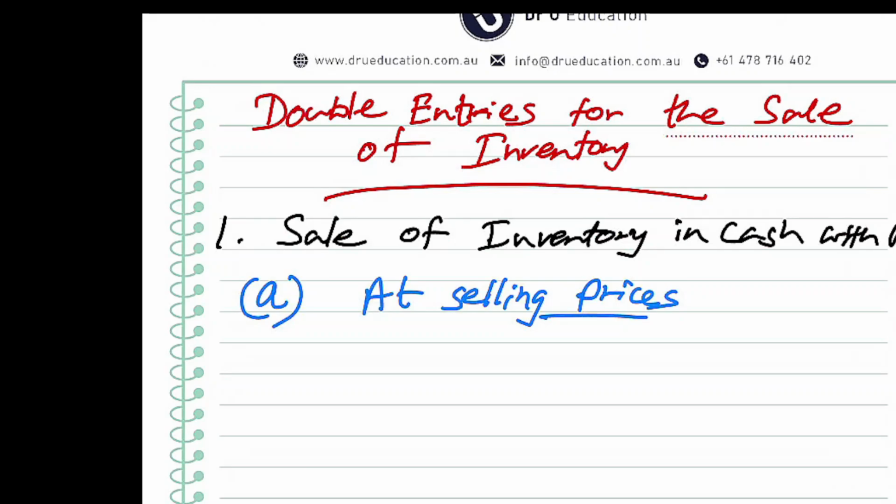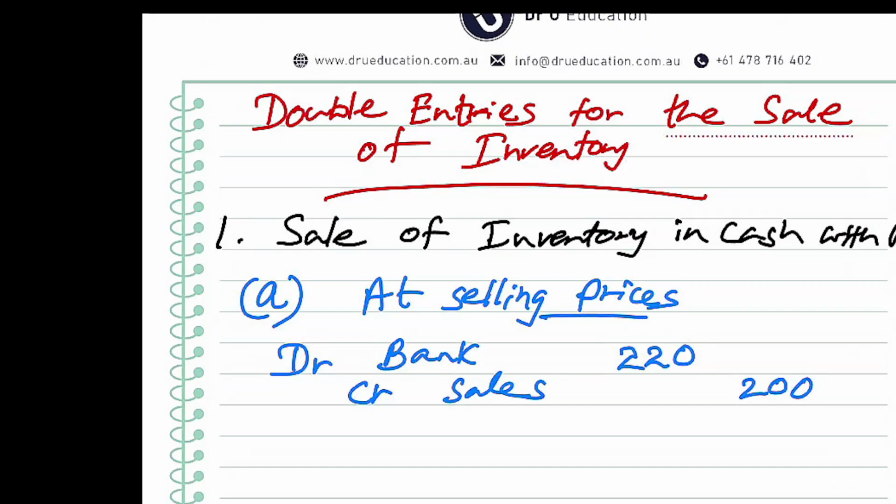Good. So debit bank. I would say how much? 220. Then credit sales 200. Again credit GST clearing 20.